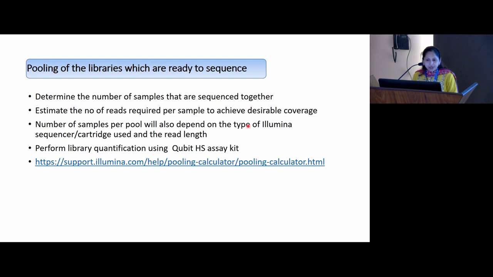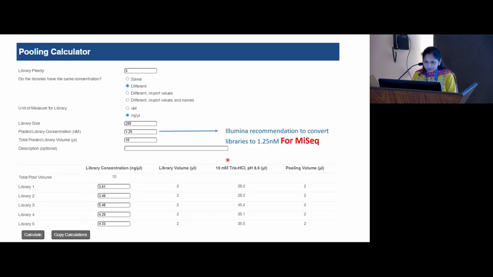Then you need to estimate the reads required per sample to achieve desirable coverage. Then the total number of samples that are going to be pooled in a single sequencer run. And you need to do the Qubit quantification using a high sensitivity assay. So this is the Illumina online calculator available, so that using that you can convert your nanogram per microliter libraries to nanomoles.